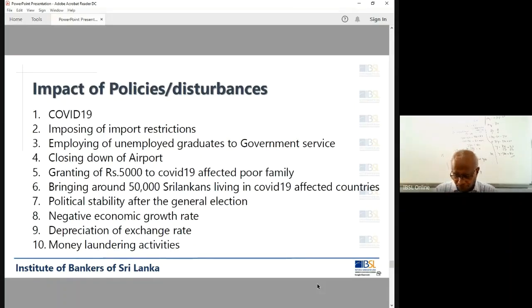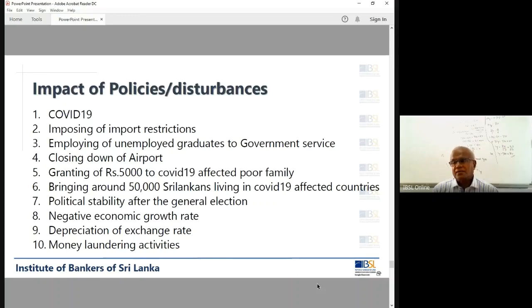Shocks: last night I prepared this list of shocks and disturbances. COVID, of course, is a worldwide problem. We are lucky so far. Only 12 people were killed and around 3,000 were affected, right? All the others were cured. But all over the world, last night I heard, over 3 million people are now affected.